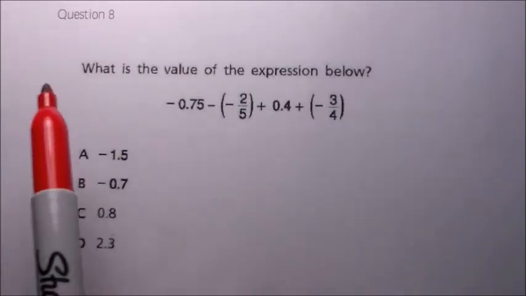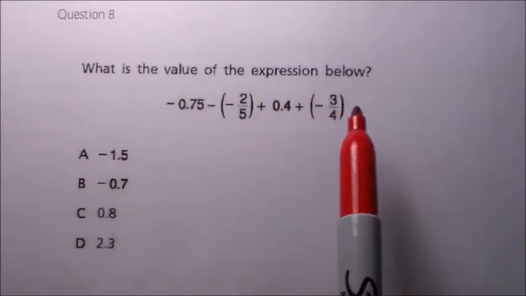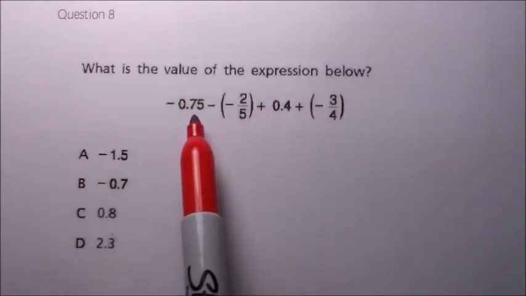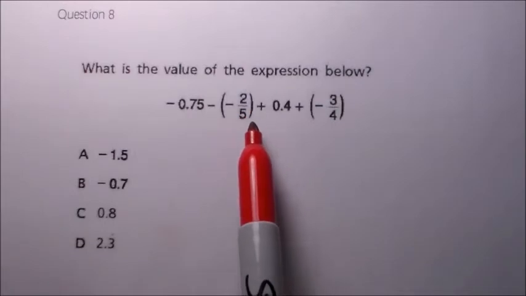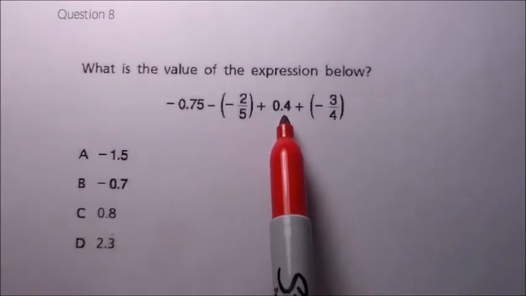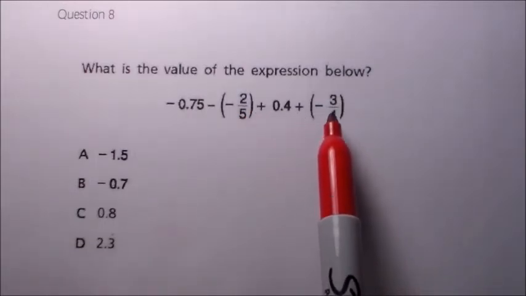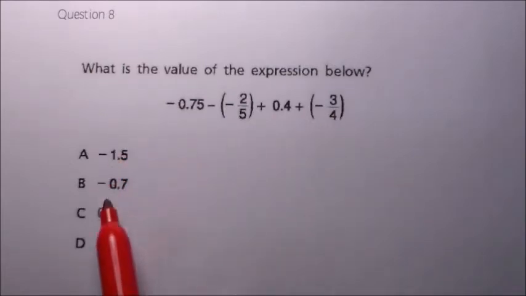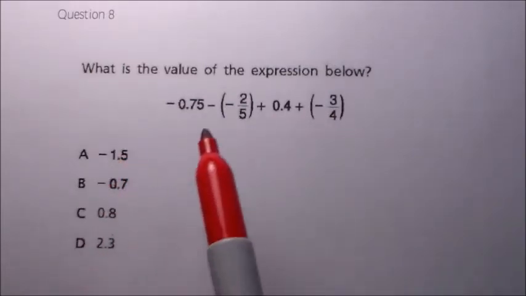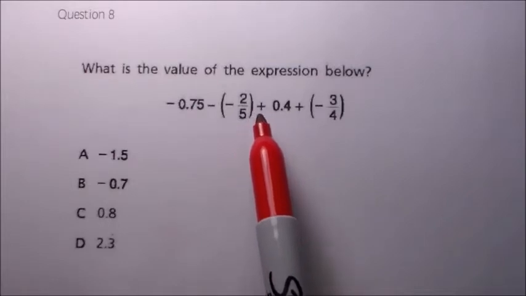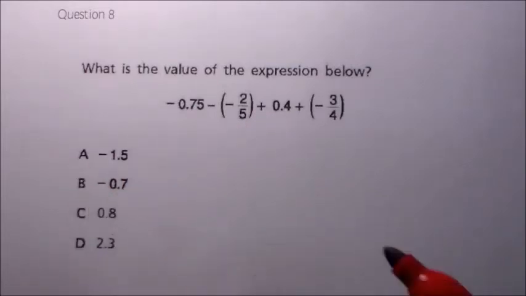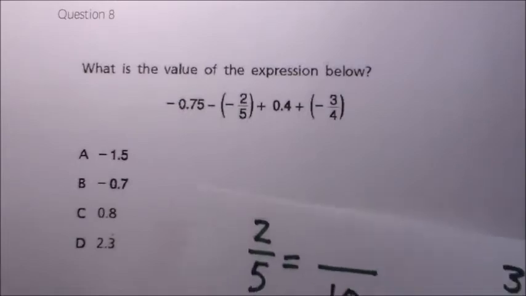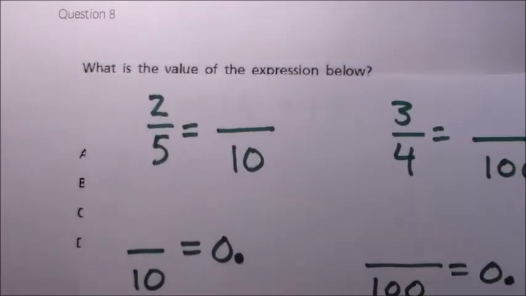But here we are. What is the value of the expression below? Negative 0.75 minus a negative 2/5 plus 0.4 plus negative 3/4. Hey, and your answers are all in decimals. So I have decimals, I have fractions, my answers are in decimals. I should change my fractions to decimals. That's a good first step. And after you do that, it's going to get tougher and tougher, but we can get through this. Okay, so let's do it.